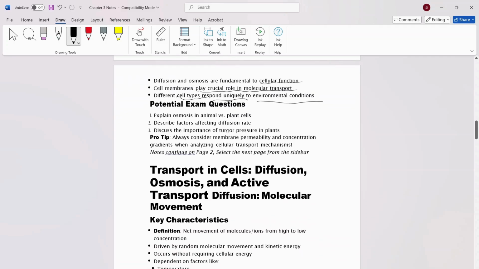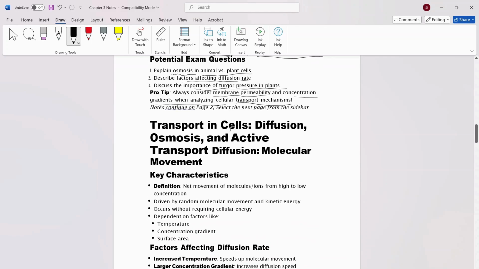Some examination questions have focused on osmosis in animal versus plant cells, so you also need to keep it in your mind. Describe factors affecting diffusion rate. Discuss the importance of turgor pressure in plants. So you always need to consider, whenever you are going to answer these questions, the membrane permeability and concentration gradients when analyzing cellular transport mechanisms.